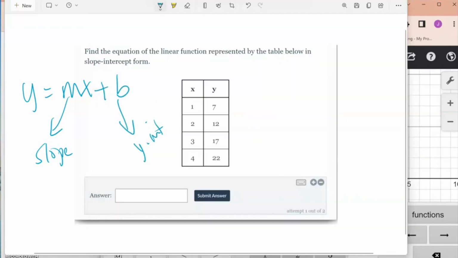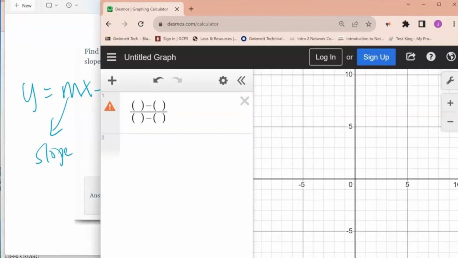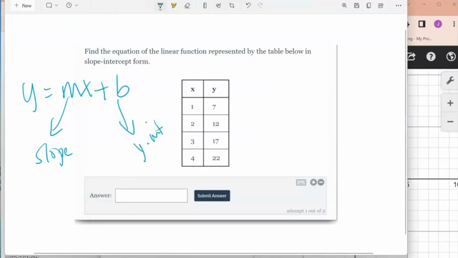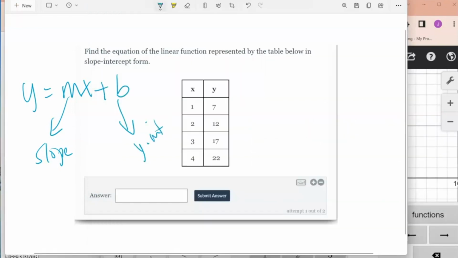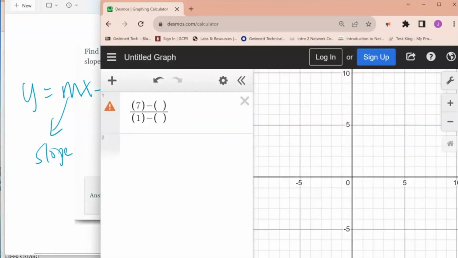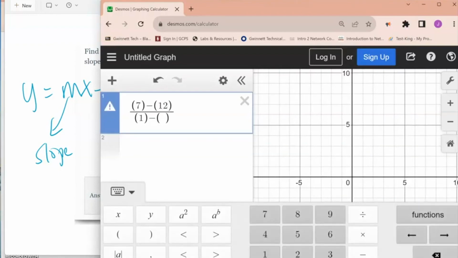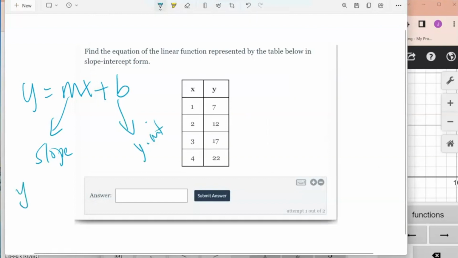Okay, so it looks good. All right, then remember what goes on top: y, and on the bottom, x. So y on the top is 7, x is 1, so 7 goes with 1, and 12 goes with 2. So my slope is 5. So right now I have y equals 5x. And the only thing I need to find is the y-intercept.